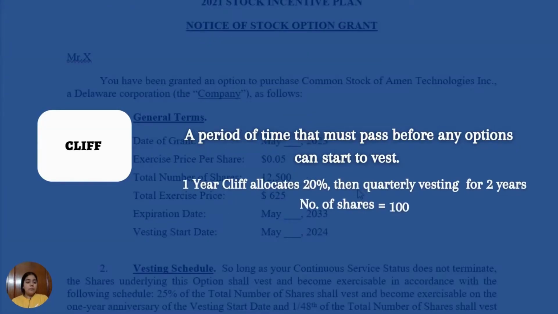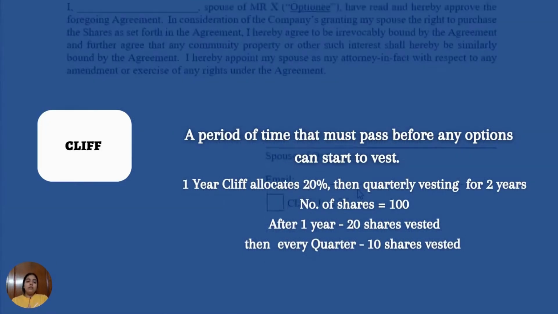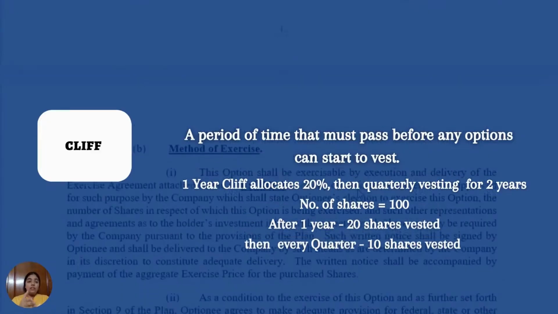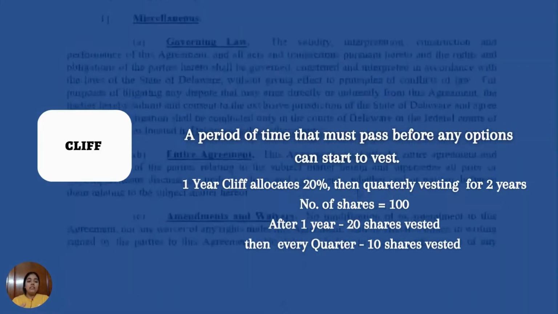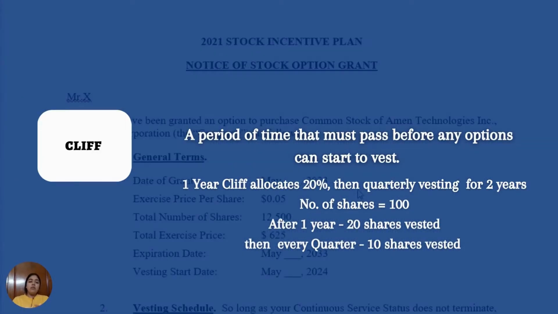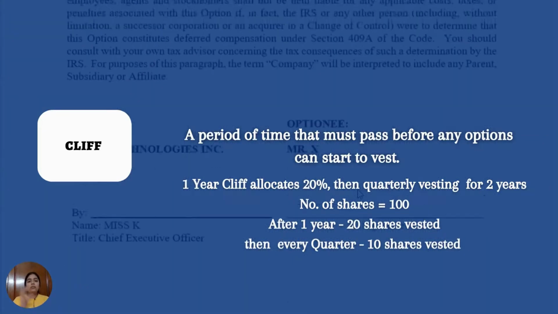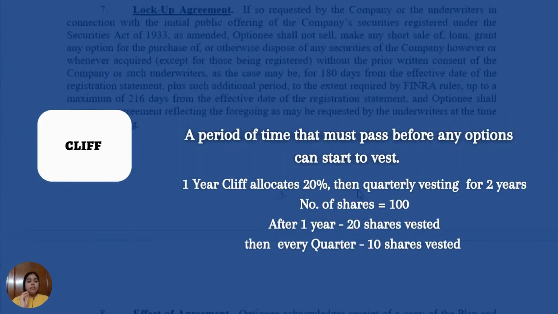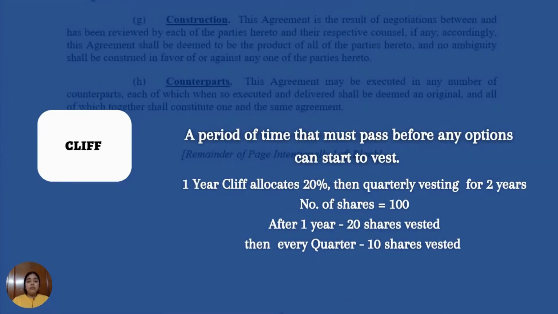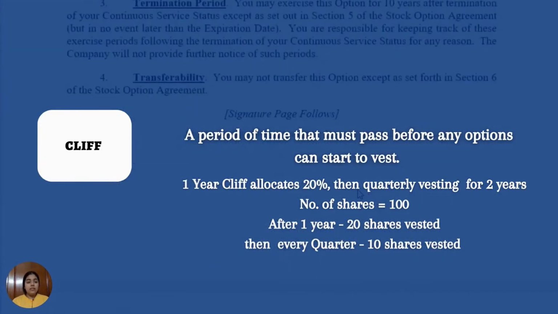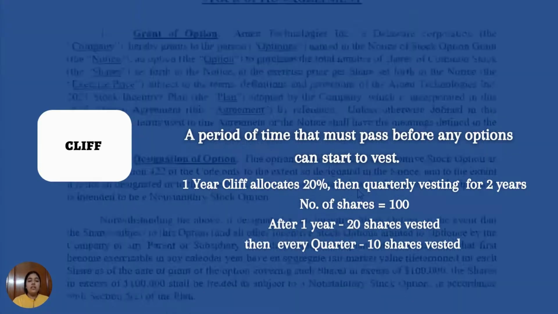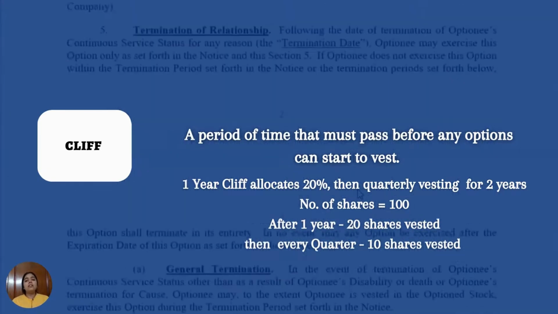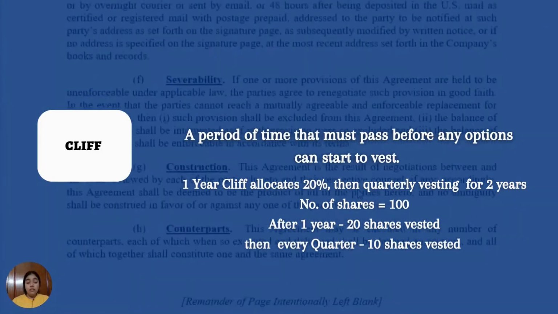So I hope now you will be clear with a 1 year cliff allocating 20% and then quarterly vesting for 2 years. Say the number of shares in the unallocated pool under some particular employee's name comes to 100 shares. After 1 year, after the cliff period, 20% of shares get vested. Therefore, 20% of 100, 20 shares vested, and on a quarterly basis, 10 shares being vested for 2 years.